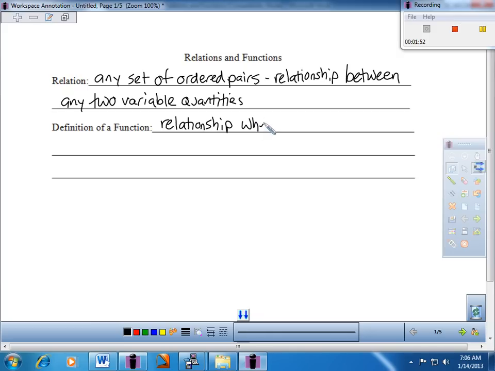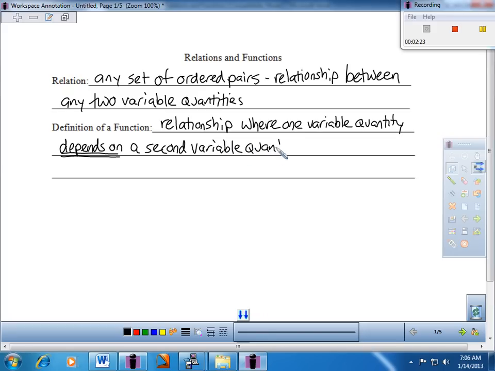And then here's the conceptual piece, where one variable quantity, and you've seen this before, one variable quantity, and here's the key phrase, depends on, and I'm going to underline that piece, depends on a second variable quantity. So functions express this notion of dependence. One quantity depends on a second quantity.